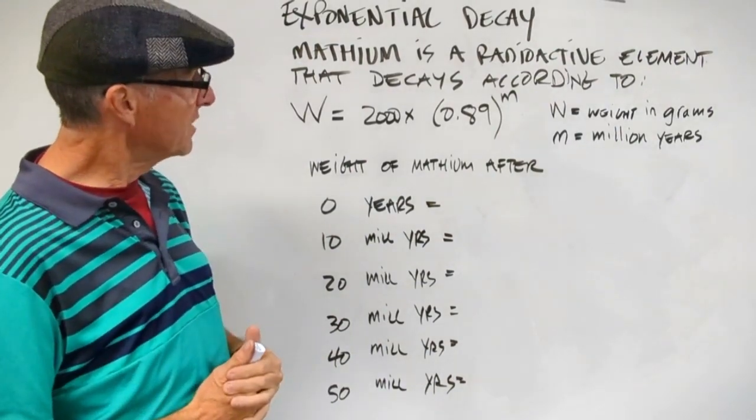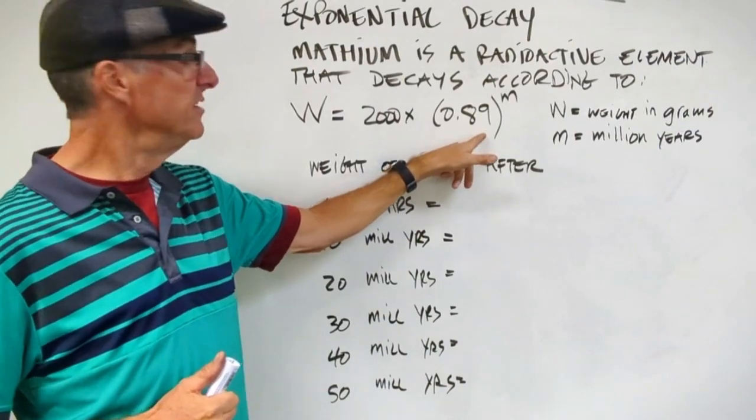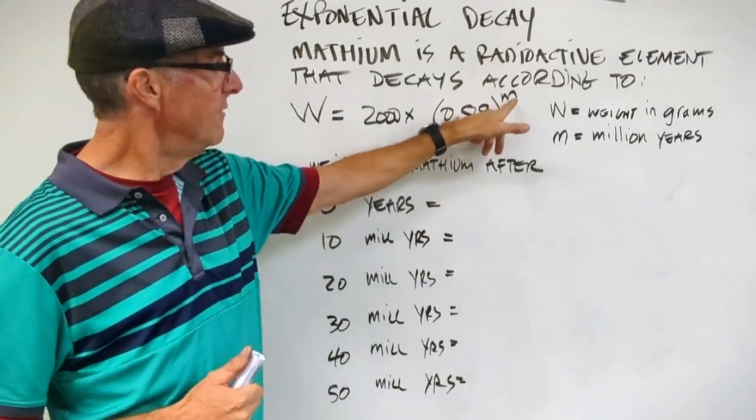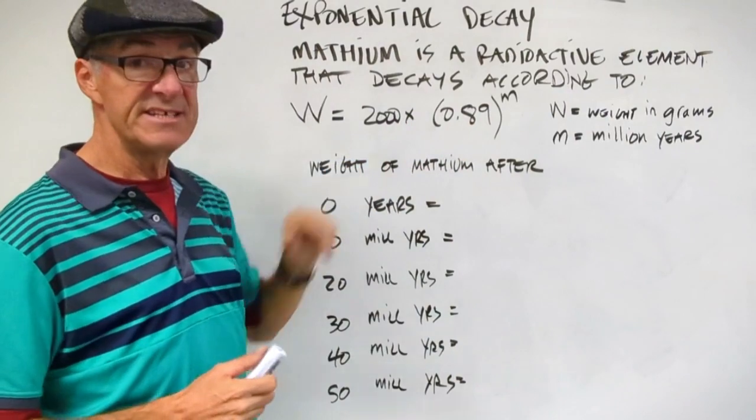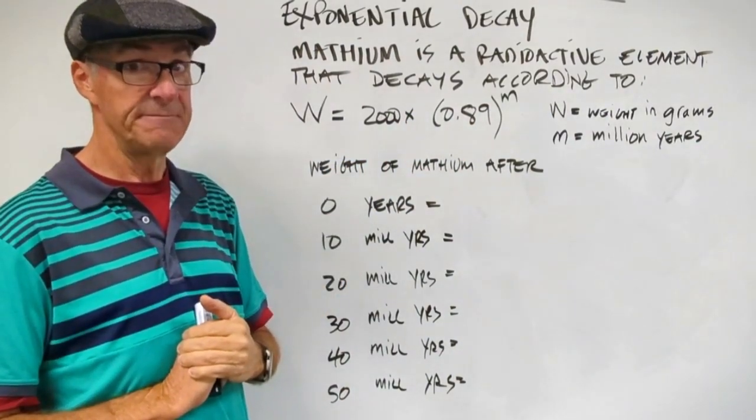So notice how this number here is less than 1. So whenever you have your base for where your power is, if that base is less than 1, you know right away you have a situation with decay. Okay?